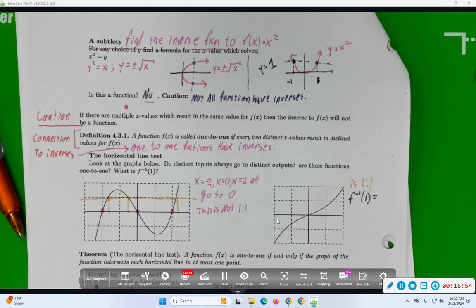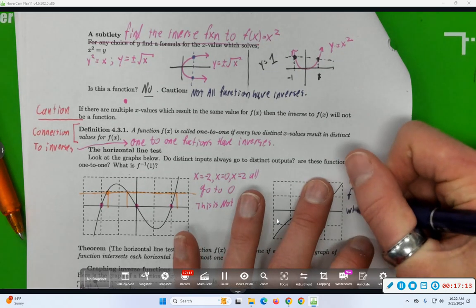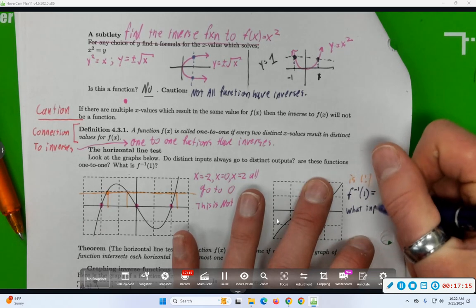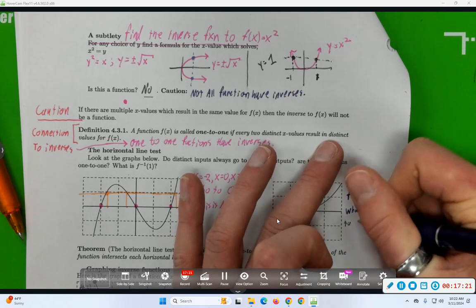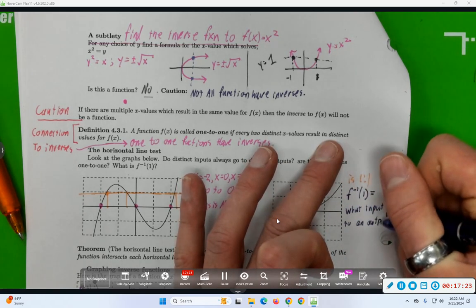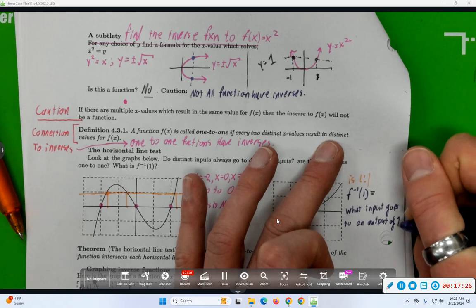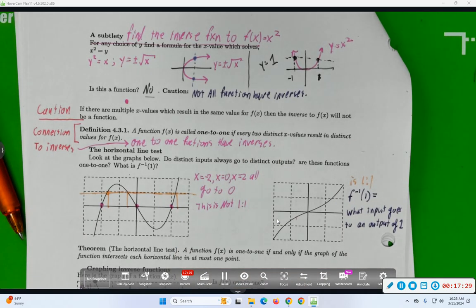Let's try to figure out what f inverse of 1 is by looking at that graph. Whenever you're asked what f inverse of a number is, I'm asking you, what is the input that goes to an output value of 1? I think it's worth writing that sentence. What input goes to an output of 1? By looking at that graph, what input goes to 1? Be approximate if you need.